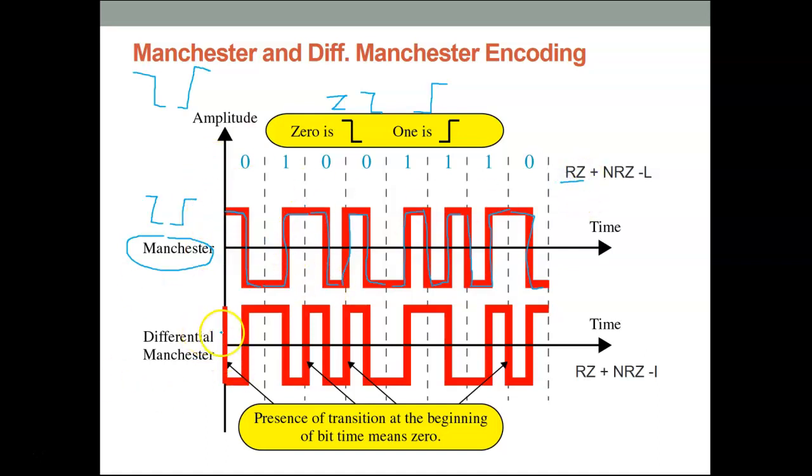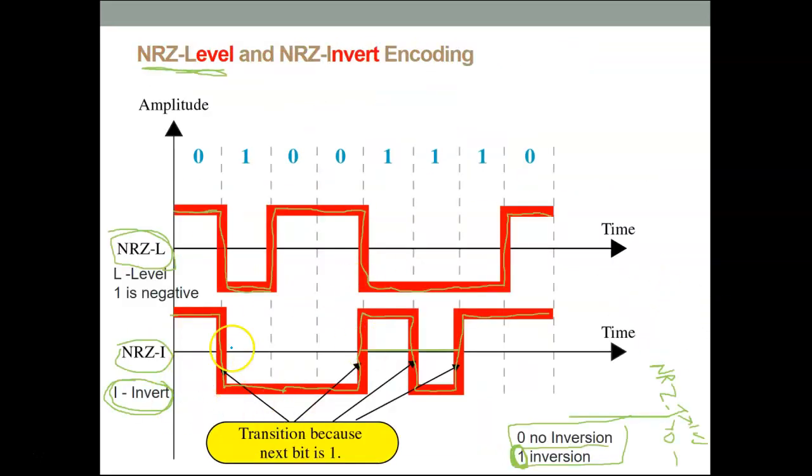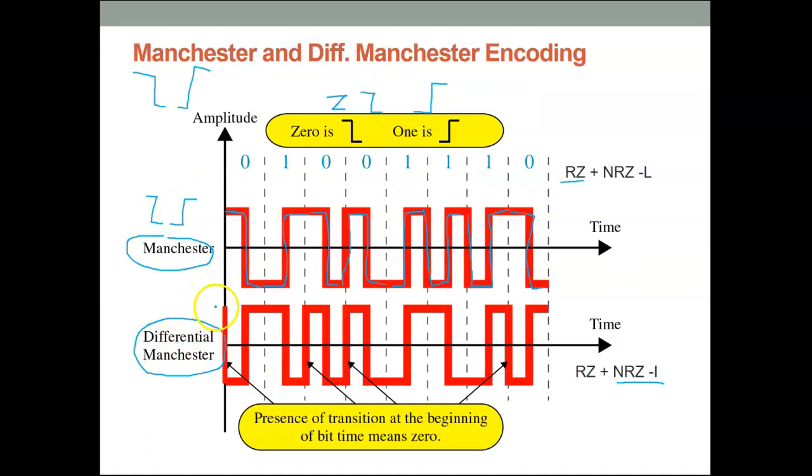Differential Manchester is the same as non-return to zero inverse. You remember non-return to zero inverse, this one. We said if you find one, you do the transition. If you find zero, you do nothing. The same thing applies here. So we start with zero. We start here with a small transition. The presence of a transition at the beginning of the bit time means zero. So this one indicates we are starting with zero.